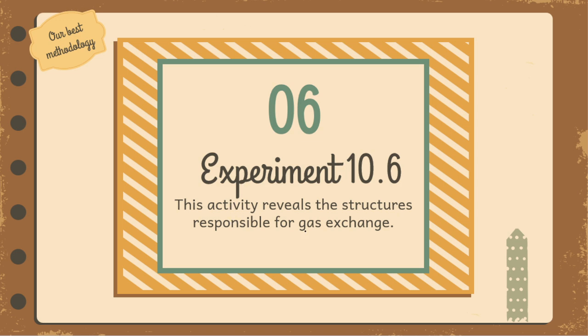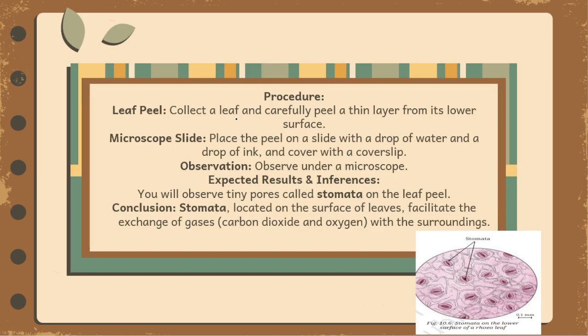This experiment is about the gaseous exchange of plants. This experiment can't be shown with images; you have to conduct it in your biology lab. But let's do it as given in your book. You have to collect a leaf, then peel the thin layer from the lower surface of the leaf. Then drop some water, put that peeled leaf on a slide, cover it with a cover slip, and under the microscope you will observe the small tiny pores called stomata.